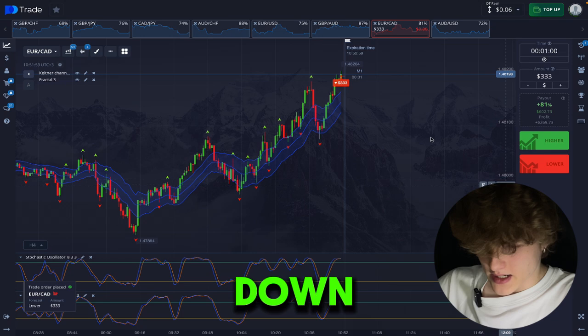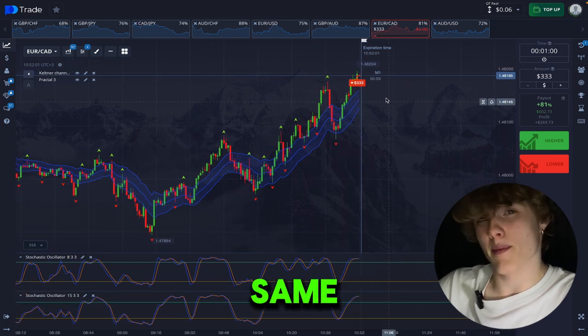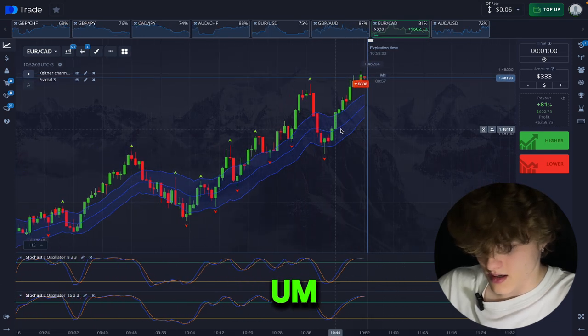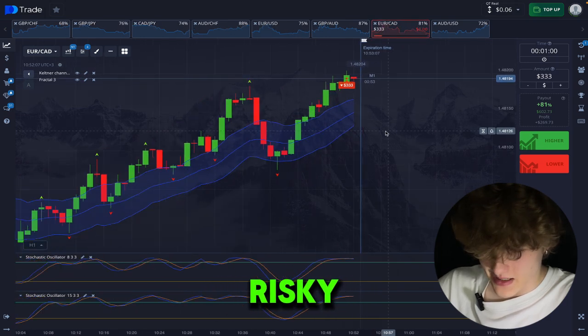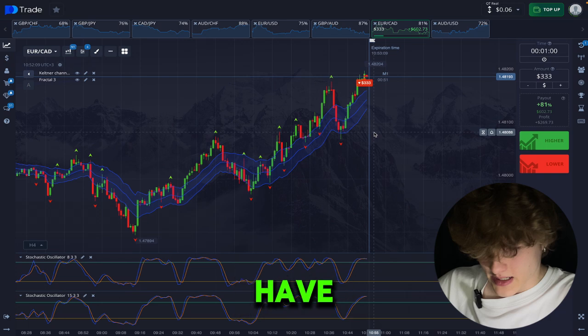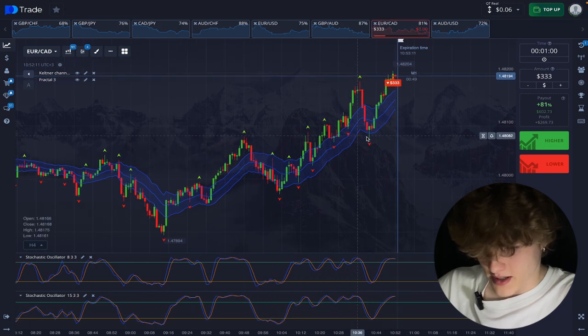Let's try to open a down trade right here. It's exactly the same entry logic again. This is of course a little bit more risky because I don't have any support area for the closest part of the move.